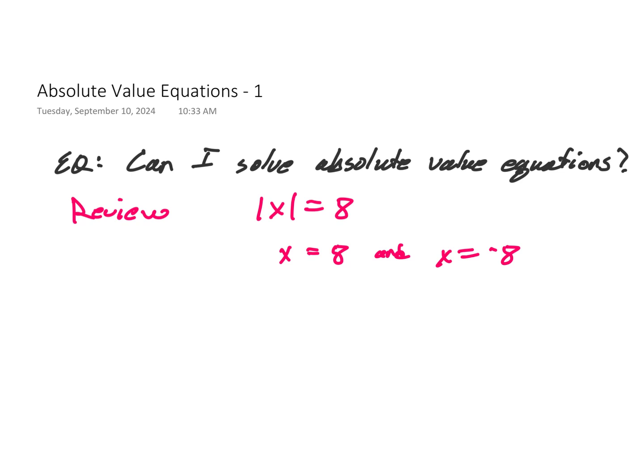Okay, so in this video, we're going to take a look at solving absolute value equations. This is basically just the notes that we did in class. The essential question is, can I solve absolute value equations?